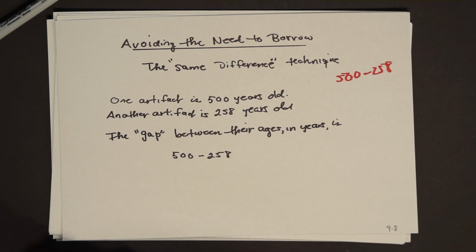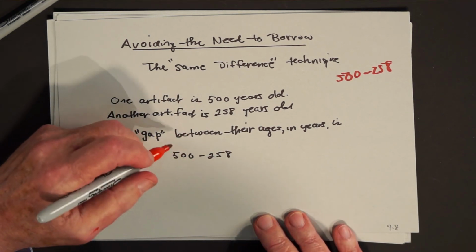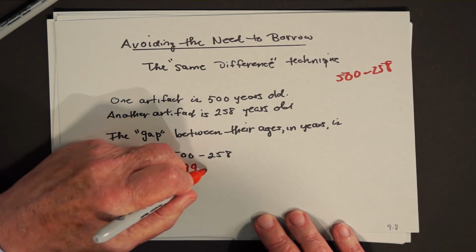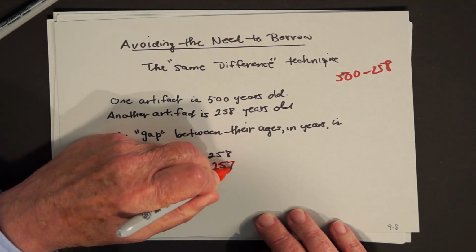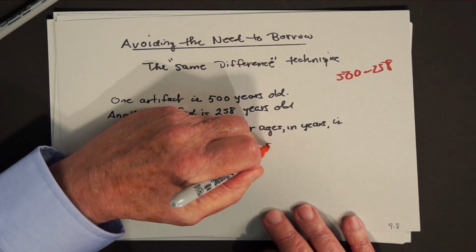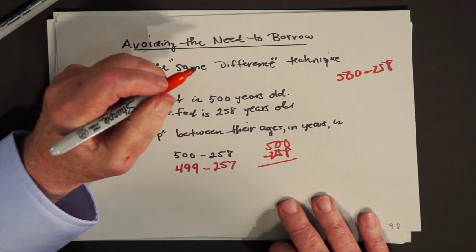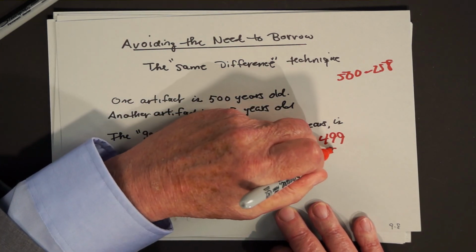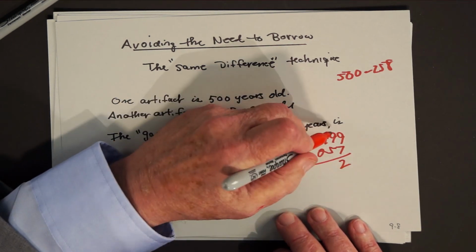You say, great, I just thought of something. This is a hard problem for me to do. But a year ago, the artifact that was 500 years old was only 499 years old. And the artifact that was 258 years old is only 257 years old. So the gap between their ages hasn't changed. In other words, instead of subtracting 258 from 500, I will subtract 257 from 499. And look how easy that is because of the 9s up here.